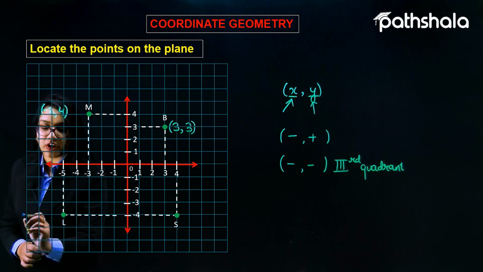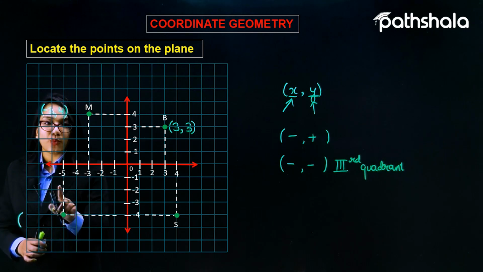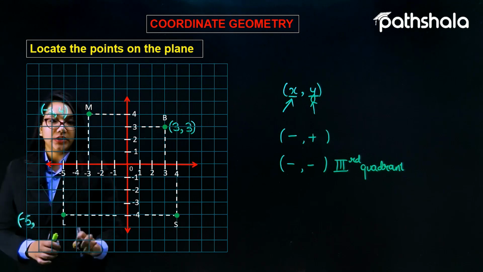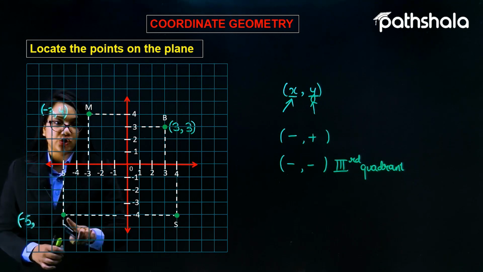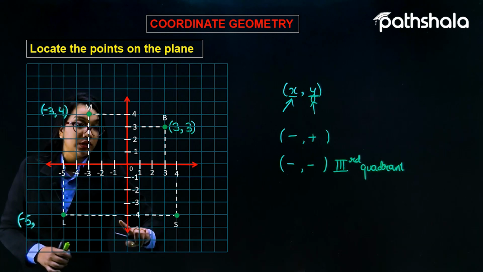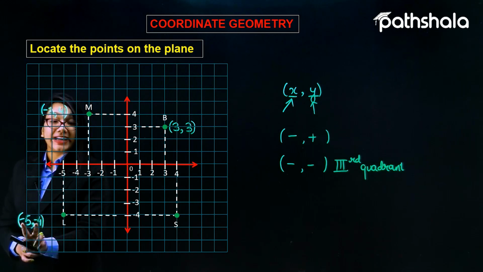As we can see over here, the point L is joining with -5, which is lying on the x-axis. So this will be -5. Further, the ordinate: L is joining with -4, that is lying on the negative y-axis. So its ordinate will be nothing but -4.